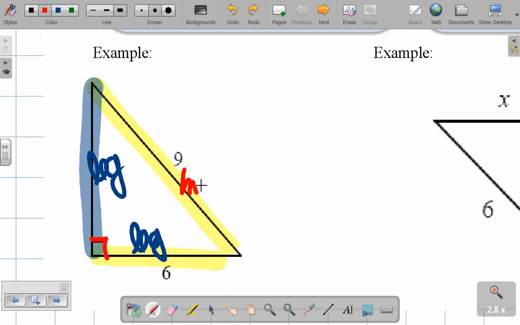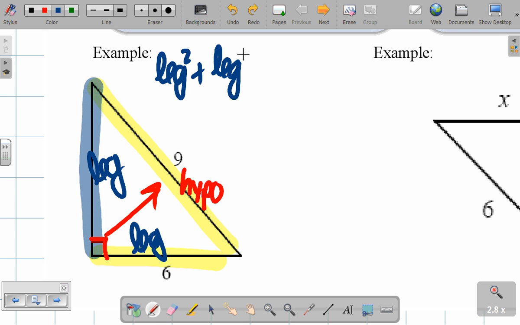Those are your legs. Here's your hypo across from the right angle. Write your Pythagorean theorem: leg squared plus leg squared equals hypo squared. Answer in simplest radical form. I'm going to give you a 10-second lead on me. Your job is to beat me. Okay, ready? Go. You got a 10-second lead.